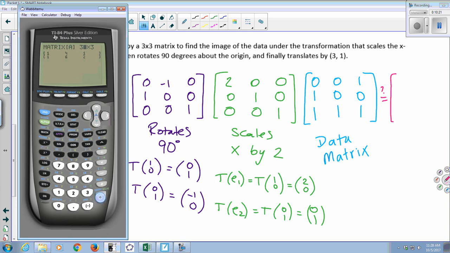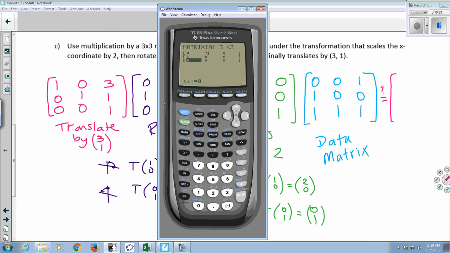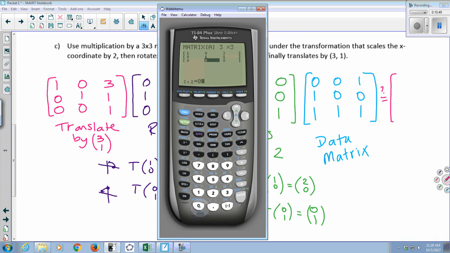All right, so 3 by 3. I'll put in the translation matrix first. 0, -1, 0, 0, 0. Oh, you're right, because I'm covering the translation. Thanks. 1, 0, 3. Oops. 0, 3, 0, 1, 1, and 0, 0, 1. Okay, so I've got a translation matrix.